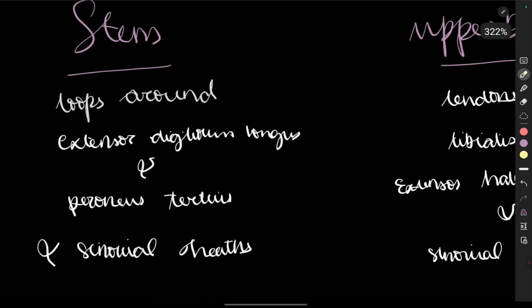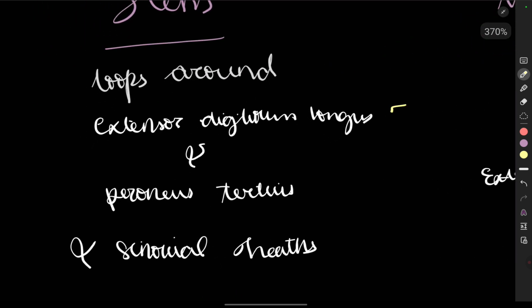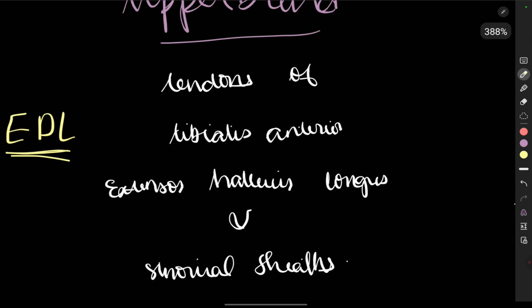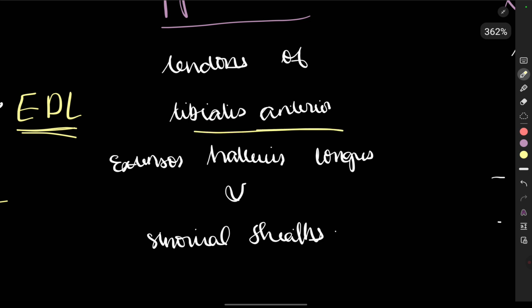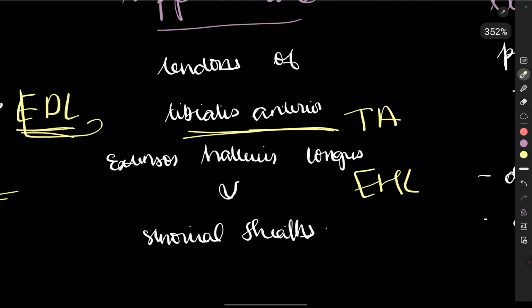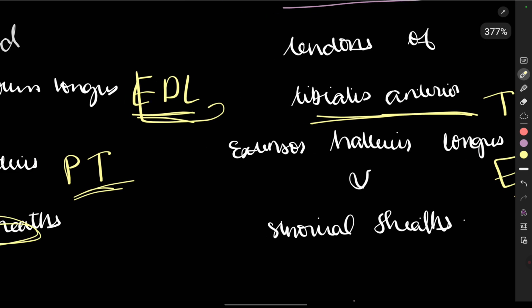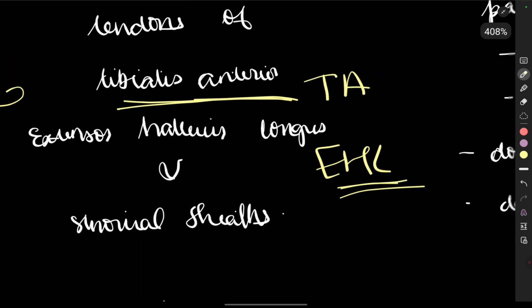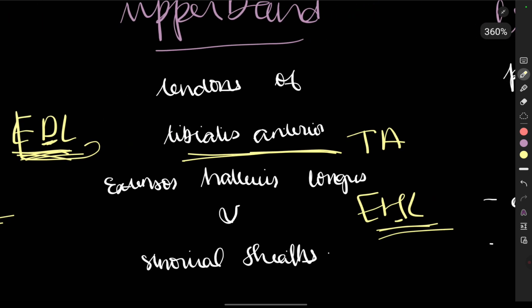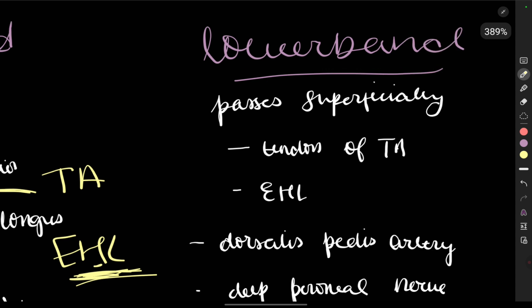The stem of this Y loops around the extensor digitorum longus, the peroneus tertius and the synovial sheath. Always remember, it is always with the synovial sheaths. So EDL and PT for the stem. Upper band: tendons of the tibialis anterior, extensor hallucis longus and the synovial sheaths. So EDL and PT, and EHL. How do you remember? Just remember the letter D comes first and the letter H comes after D. So first is the EDL for the stem, and the upper band has the EHL, that is after D.